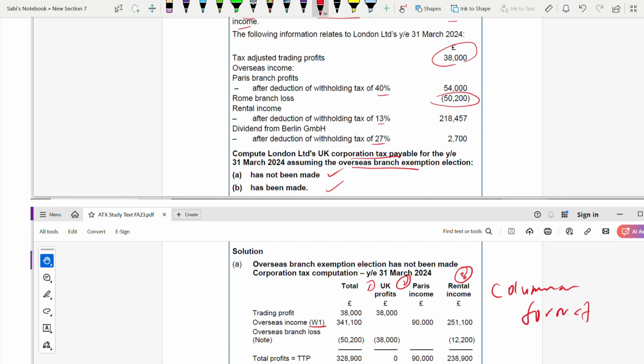We have from both Paris and rental income, and then there's an overseas branch loss, and that loss will be set off against. There is a note to it. So first we'll go to working one to see overseas income.